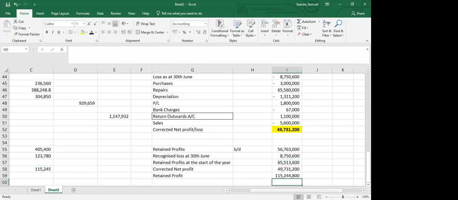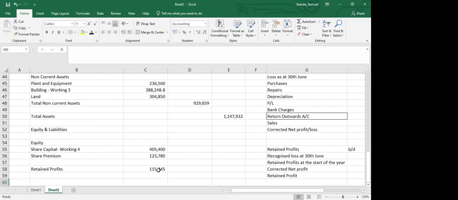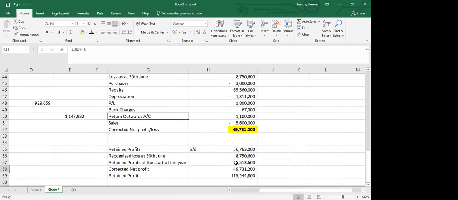Okay, so that is what we have for now as our retained profits. You can maybe increase that so that it is taken note of. I hope the other figures are okay. The retained profits at the end of the year, definitely that. Then the corrected net profit was that. Then that and that, okay, gets us there.